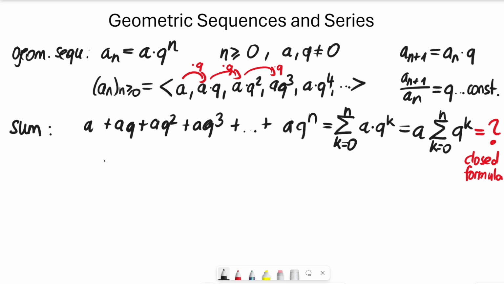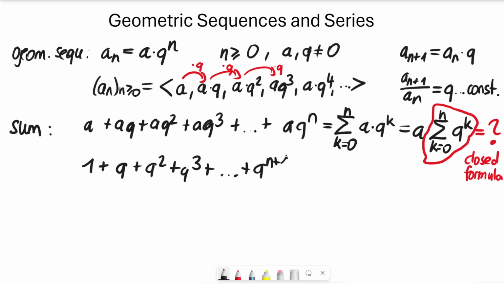So now we just consider it without the a. We don't need the a. We check if there is a closed formula for this summation only. And you start with k equals 0, q power 0 is 1. Plus q. So everything without the a to save time. The last but one I want to write down, and the last term q power n. And let's say this is a sum up to index n. We just call it S_n.